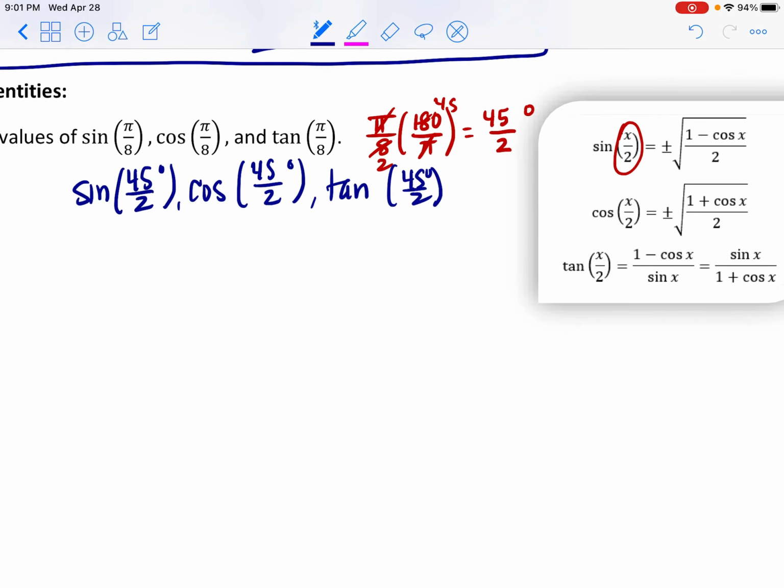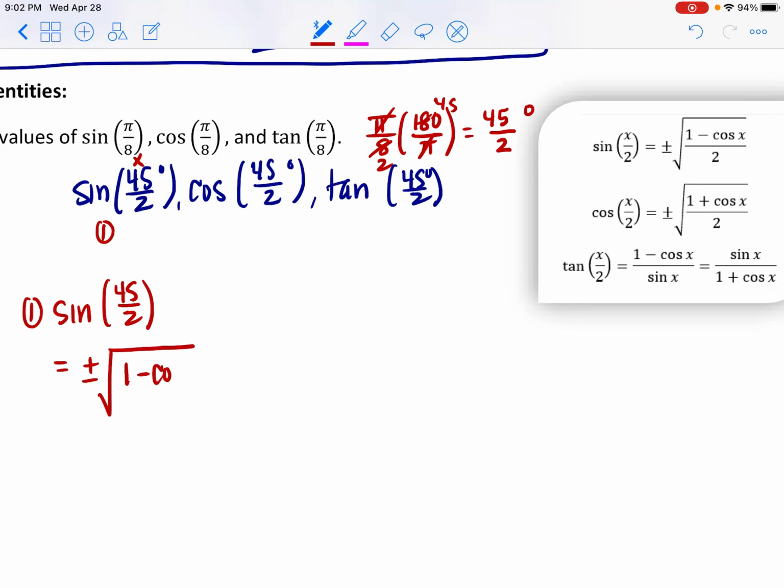Okay, so now we can apply each of these. Let's start with, I'm going to call this 1. On the first one, we know that the sine of x over 2, in this case 45 is going to be our x, right? The sine of 45 over 2 is going to equal plus or minus the square root of 1 minus the cosine of x. So x, remember that's the top of our fraction there, is just 45, so it's going to be cosine of 45. And then we're dividing by 2.